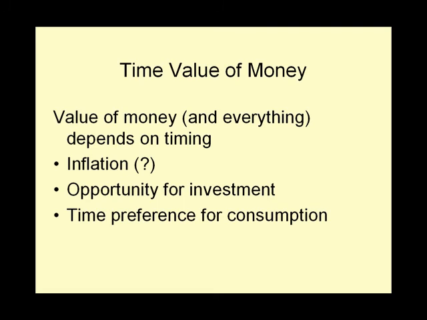Another substantial reason for the time value of money is the time preference for consumption. This is a less obvious explanation. But most people prefer consumption now to consumption in the future. That is, most people would prefer to have an ice cream cone now over an ice cream cone in the future, or to have a new car now over a new car in the future.